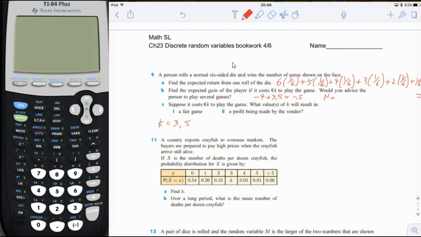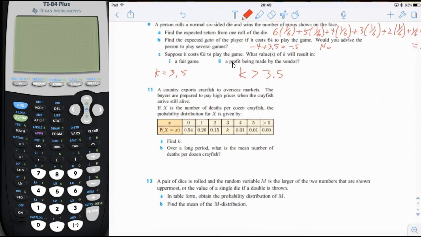What value of k would result in a profit being made by the vendor? K is greater than 3.5, right? Anything greater than 3.5 and you would have an expected value slightly more than 3.5 or much more than 3.5, or much more than 0, I'm sorry.